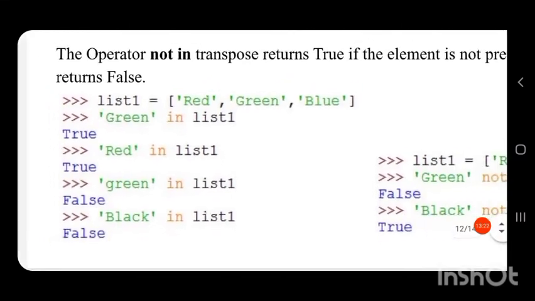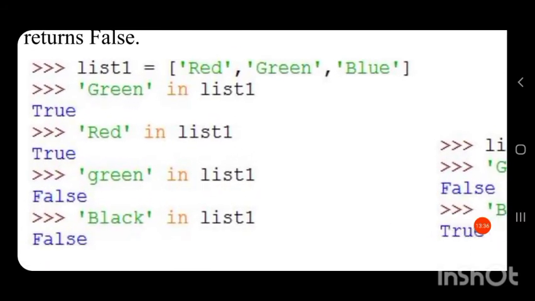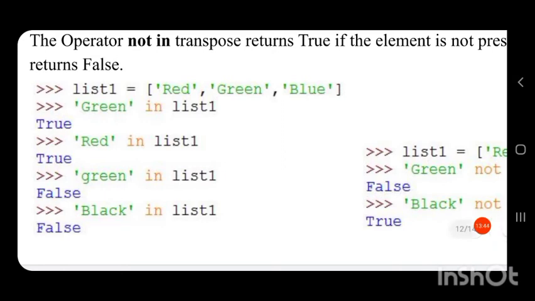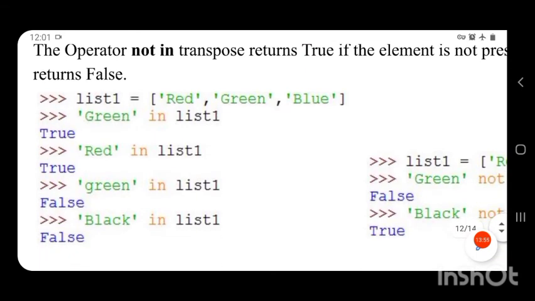So we are checking green. Green is a value and we are checking using the in operator. You can see green in list 1, that is, if green is an element of list 1. This in operator will check whether the value specified before the in operator is present in the list. So in list 1 you can see one element called green. So green is present in list 1.